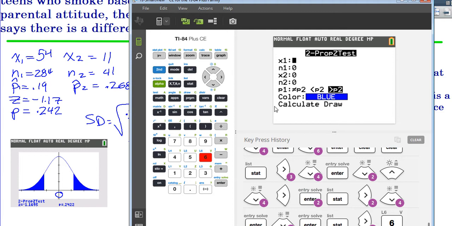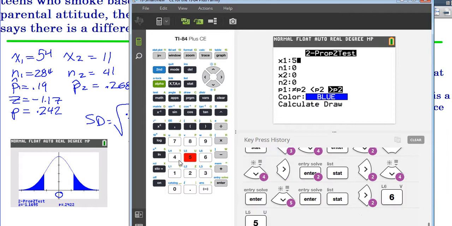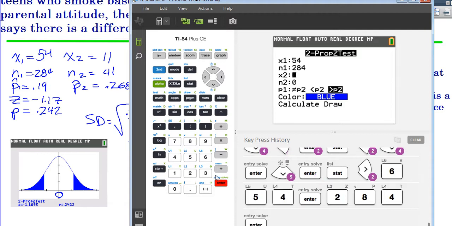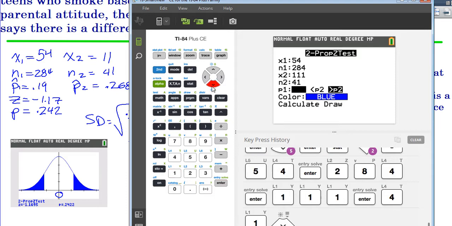So for this one, let me look at my paper here, we would say that x1 is 54, n1 is going to be 284, x2 is 11, and then n2 is 41. For this particular test, we were checking, is there a significant difference? So it's not saying increasing or decreasing. So that's a two-tailed test. And then we'll go down and we'll just hit calculate.